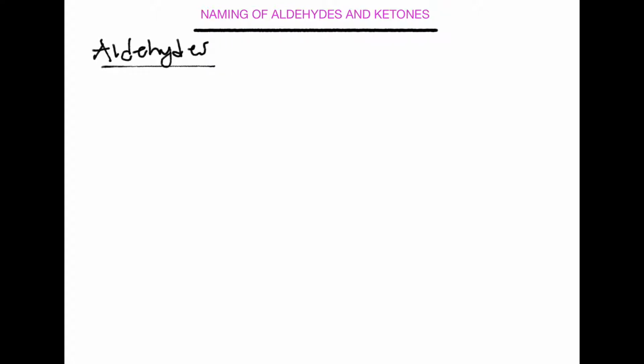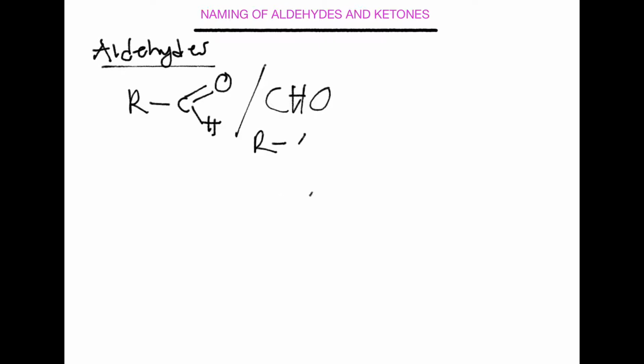Alright, I did mention that when we have an R bonded to a carbon and a hydrogen doubly bonded to oxygen, then we know that this is an aldehyde. So when we condense it, we just write CHO. That is an aldehyde. And I did mention that the R is an alkyl group.